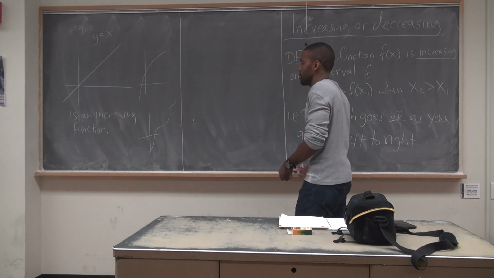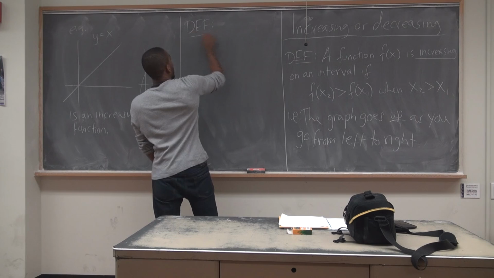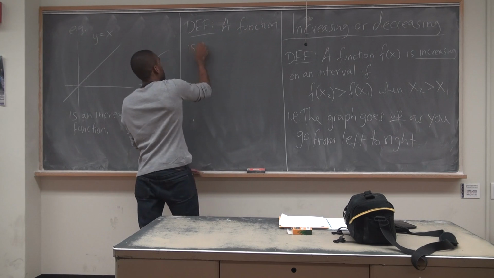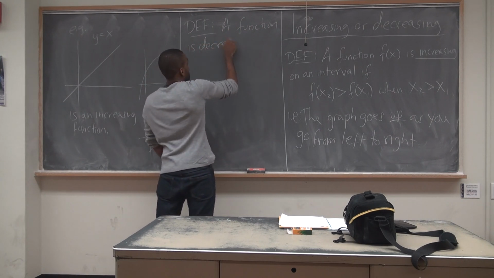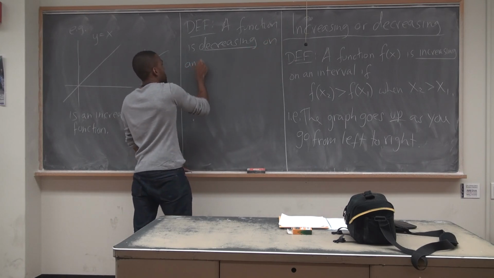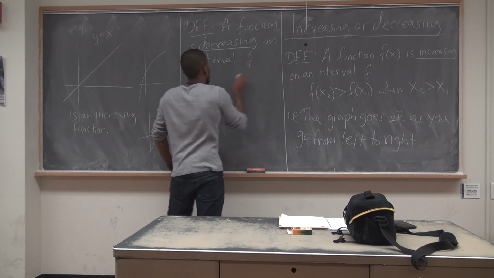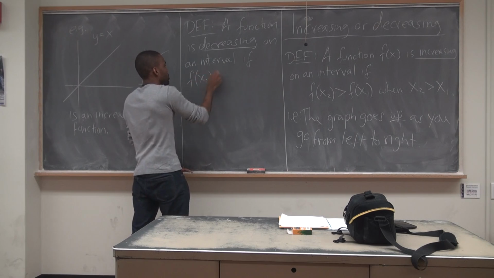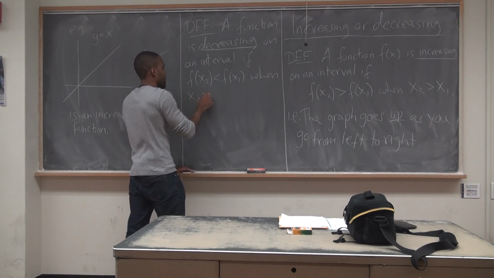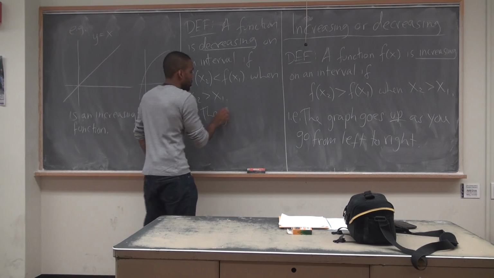But we'll get to that. A function is decreasing when the opposite happens. If f of x2 is actually less than f of x1 when x2 is greater than x1, i.e., the graph goes down as you move from left to right.